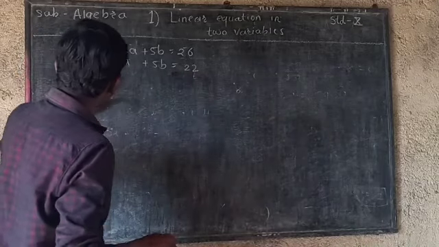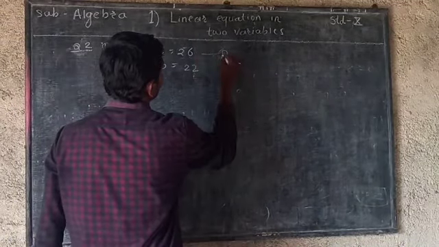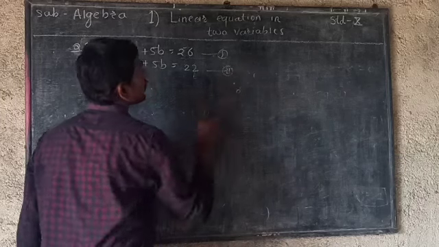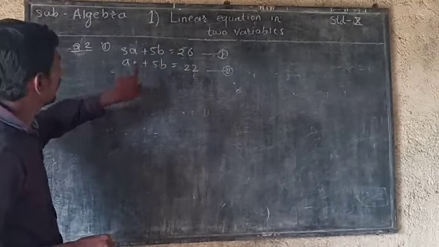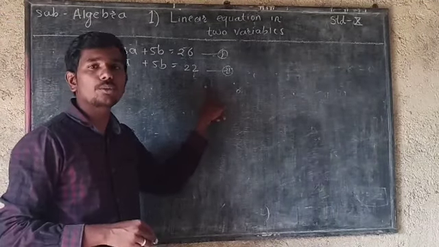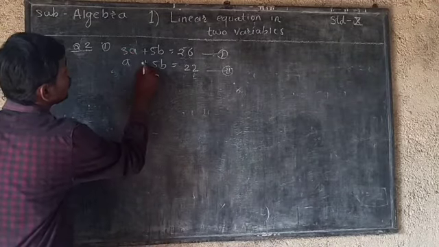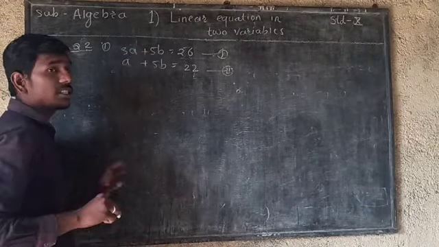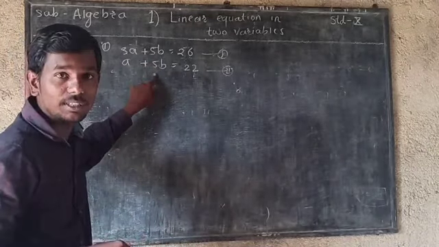Okay, so we have to give the numbers for the equations. This is the first equation, and this is the second equation. So 3a plus 5b is equal to 26, a plus 5b is equal to 22. Those are the two equations. Okay, so at first we have to see, is there any similarity? So actually we can see here 5b, here is also 5b.